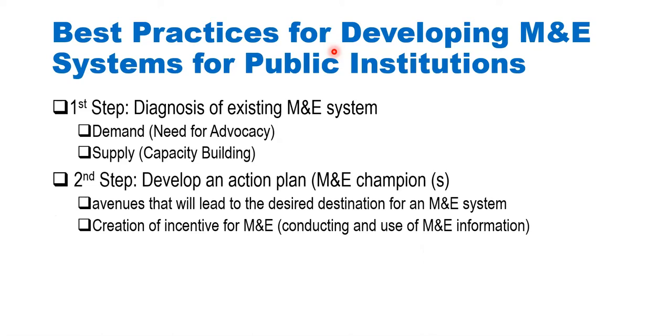Second, you need to develop an M&E action plan, and here we need the champions. This will create an avenue that will lead to the desired destination for an M&E system. And you need to create incentives for conducting M&E and using M&E information. People must be given incentives for conducting and using M&E information.